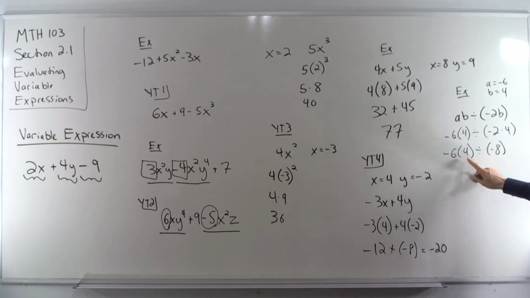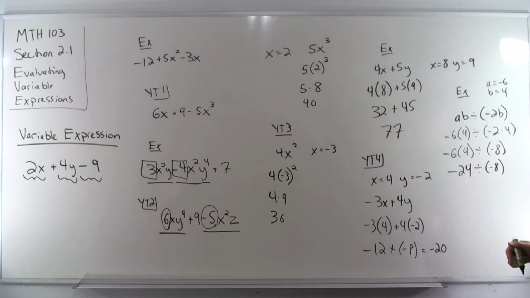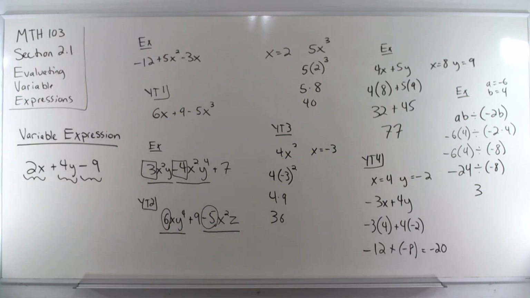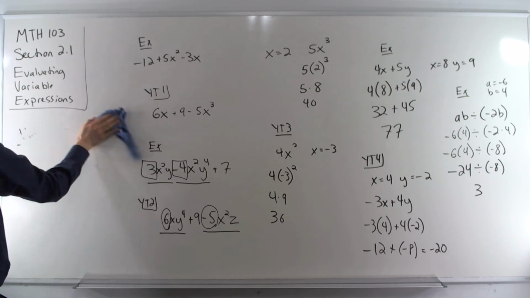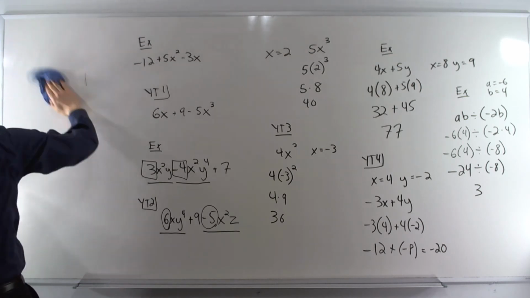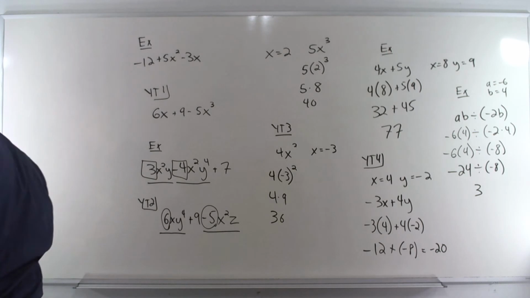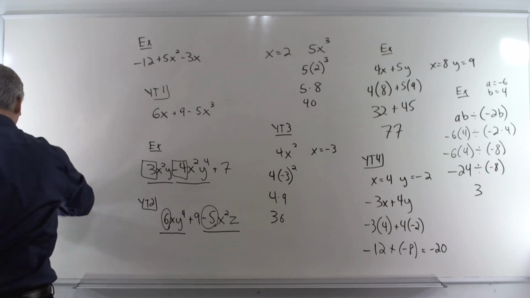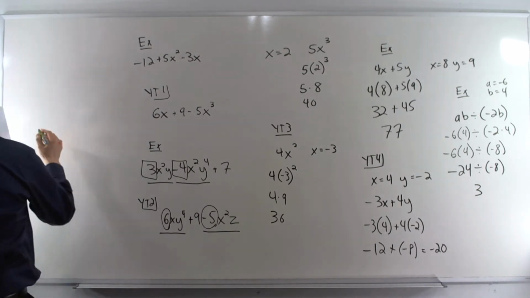Now we've got multiplication and division across here. We're going to start working left to right. -6 times 4 is -24 divided by -8. Now negative divided by negative is a positive. 24 divided by 8 is 3, so we get 3 for that one. Your turn, number 5.